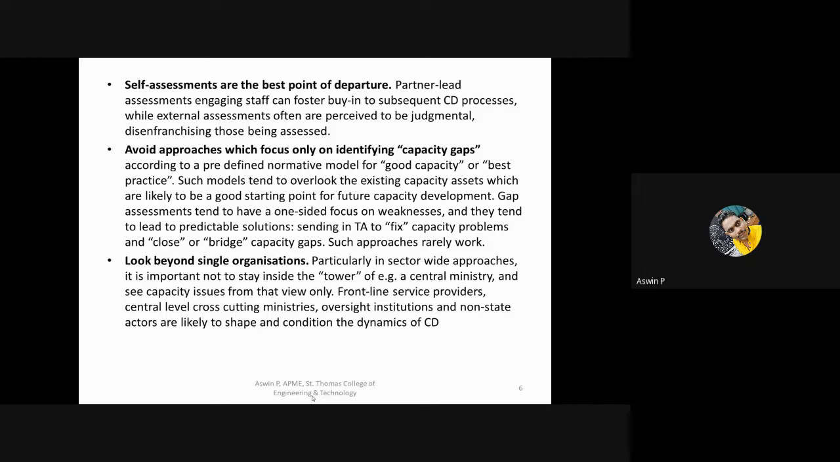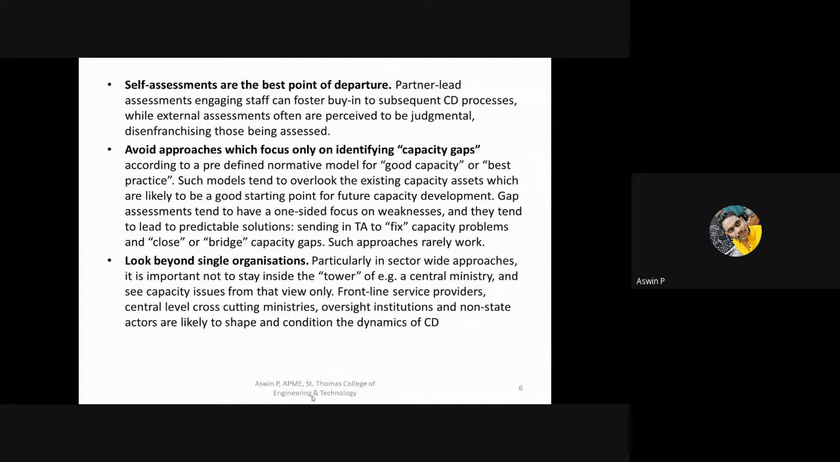And the second one: when we are doing this, we can identify capacity gaps, but it's rarely used, even though capacity gap finding is a good practice. Avoid such things, because if we are finding capacity gaps, that is, we require this but we cannot achieve this, there is no solution. Find the solution for what we can achieve. Gap finding is not enough for good practice.